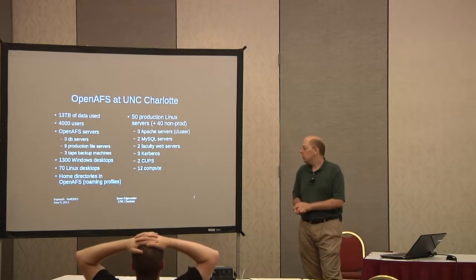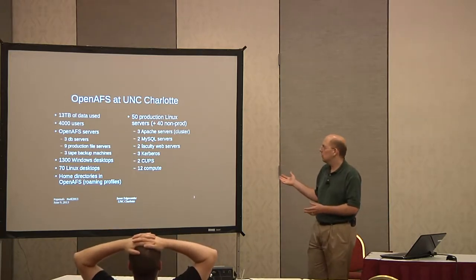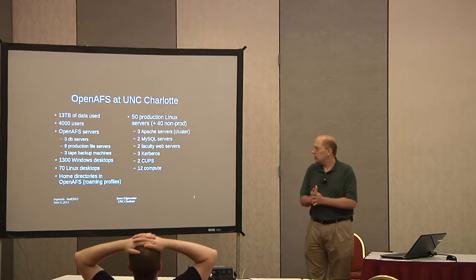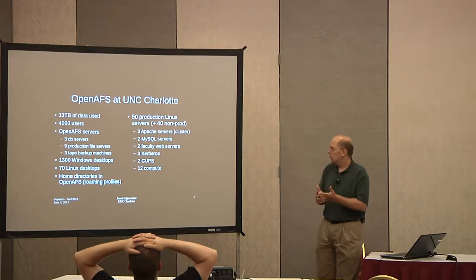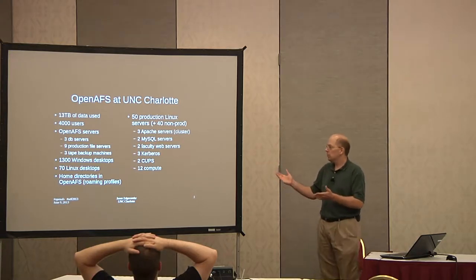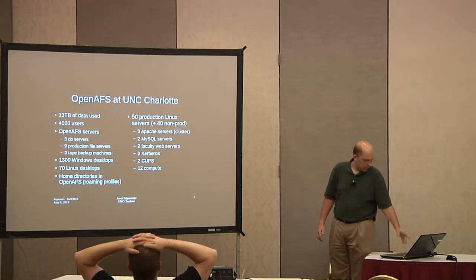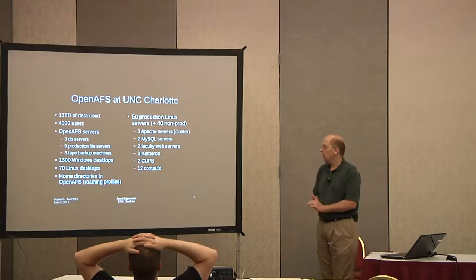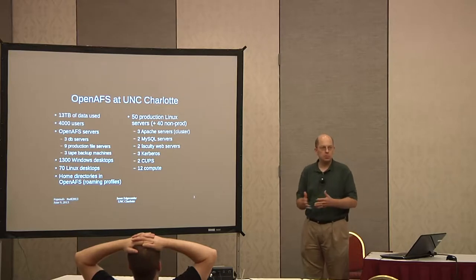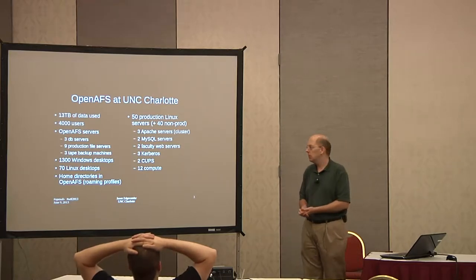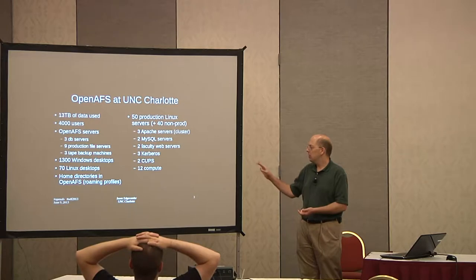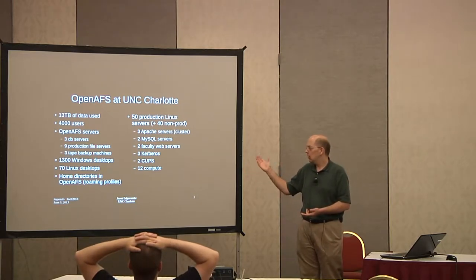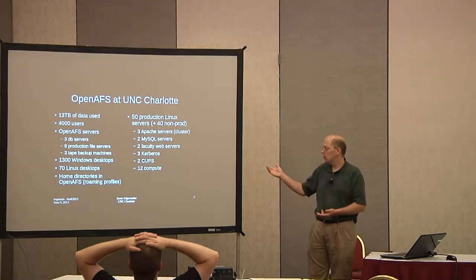So let me walk you through what we use currently. We have 13 terabytes of data used. We've got about 4,000 users. As far as OpenAFS servers themselves, we have 3 database servers, 9 production file servers, and 3 tape backup machines with typical tape changers. No big deal there. As far as non-OpenAFS, the rest of the stuff, we have 1,300 desktops, some Linux desktops.